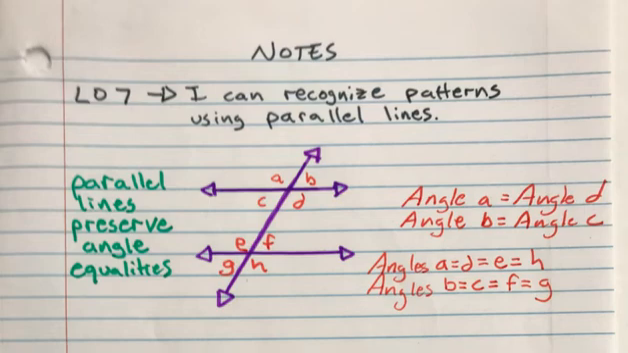Outcome 7. I can recognize patterns using parallel lines. Okay, the most important thing to remember when you're dealing with parallel lines is parallel lines preserve angle equalities. What does it mean? Well, let's do the math.